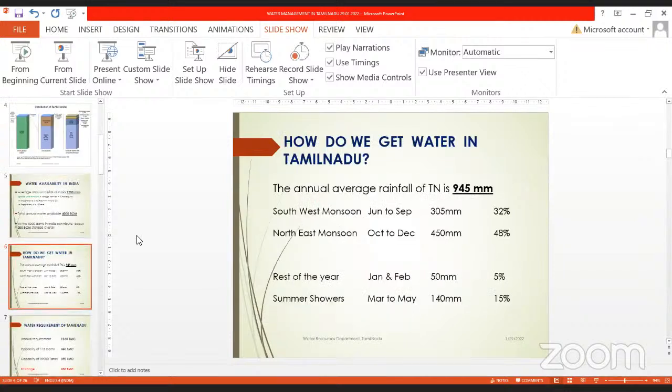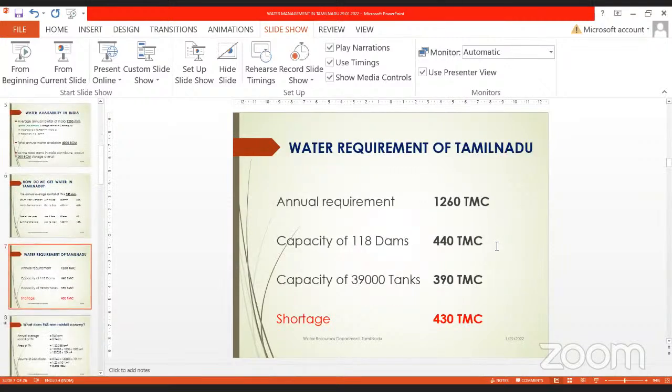Now the next slide. So how do we get water in Tamil Nadu? Basically, we have two monsoons, and the northeast monsoon is the predominant one with 450 mm rainfall, which contributes about 48%, and the southwest monsoon contributes about 305 mm, which is about 32%. The rest of the year and summer showers together contribute about 20% of the annual rainfall. Overall annual average for TN is 945 mm. So what does this 945 mm convey? We'll come back to that.